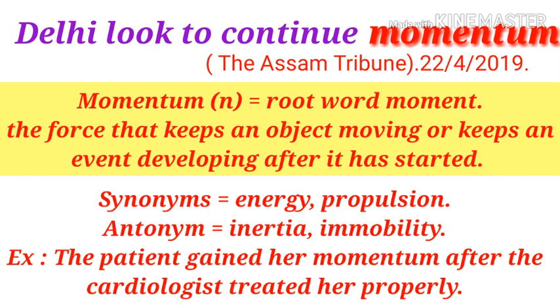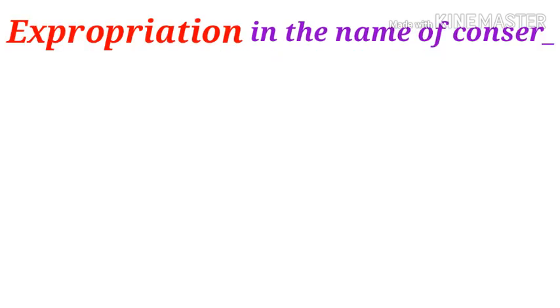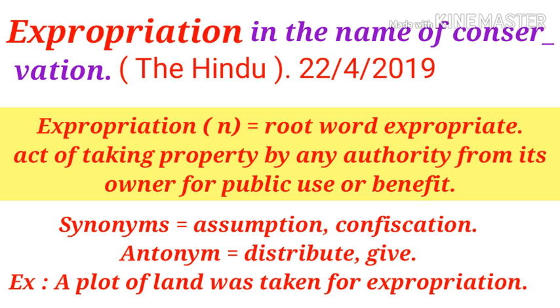The second sentence is like this: expropriation in the name of conservation. I repeat, expropriation in the name of conservation. And this sentence is collected from the newspaper The Hindu. Okay, and here the important word is expropriation. So let us know the meaning of this word.